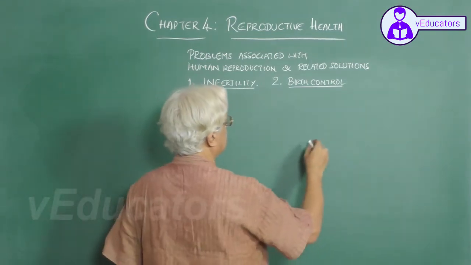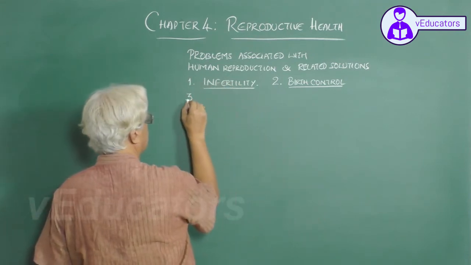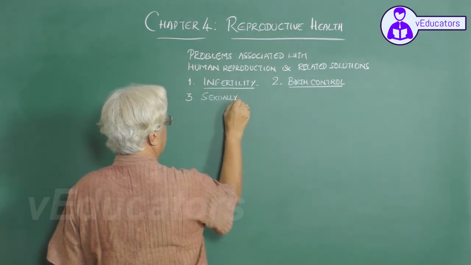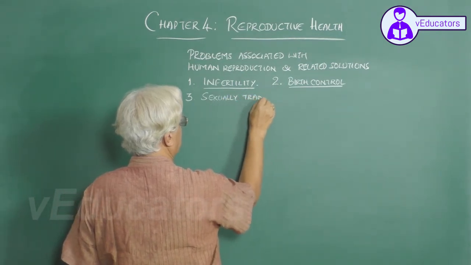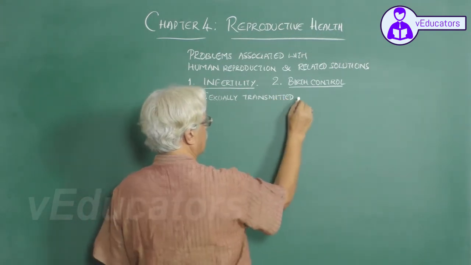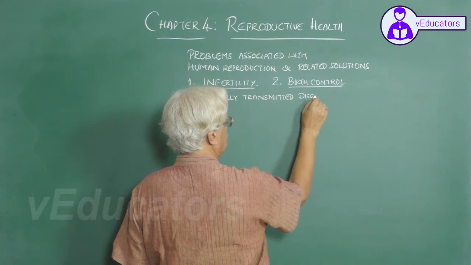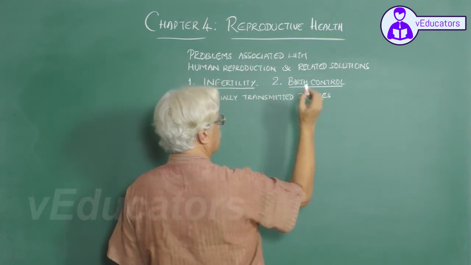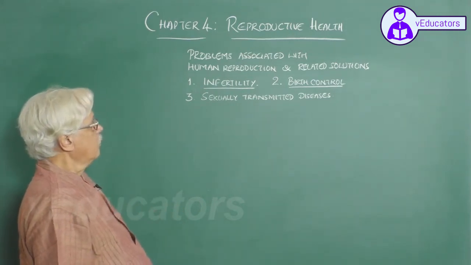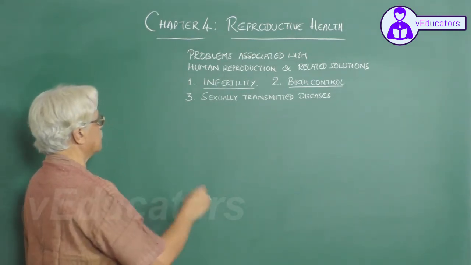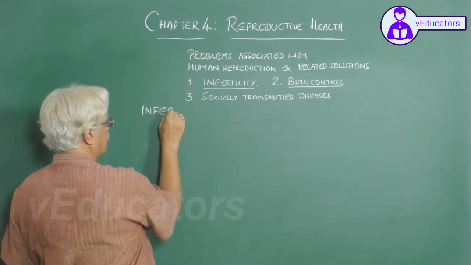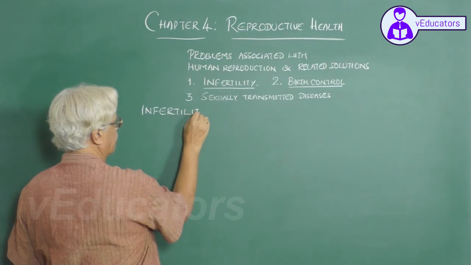And the third one is sexually transmitted diseases. So let's take one by one. Let us begin with the problem of infertility.